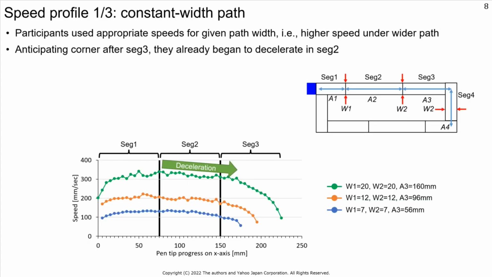To see how the participants performed the task, we analyzed the speed profiles. This is the result of the constant width path for the first 3 path segments. As the path width increased, the participants exhibited a higher speed because they paid less attention to the path boundaries. In addition, because they turned a corner between segment 3 and segment 4, they began to decelerate in the earlier phase during segment 2.